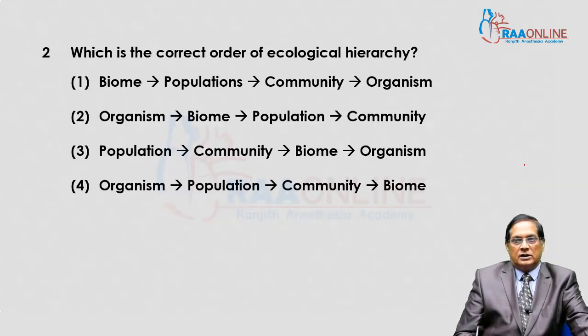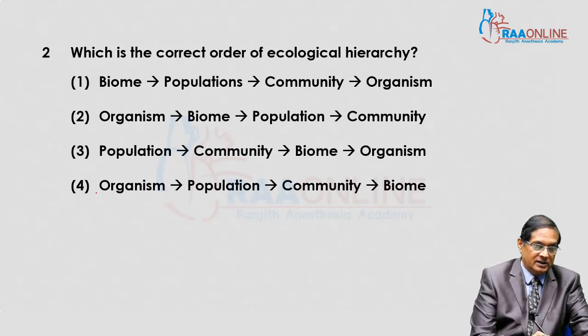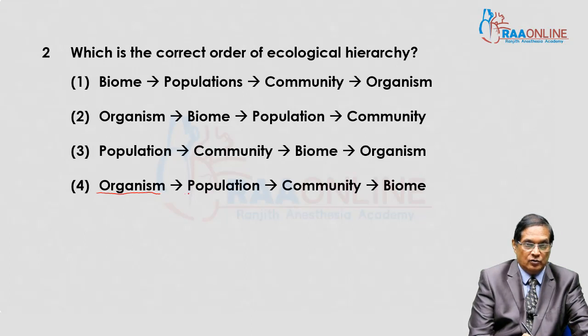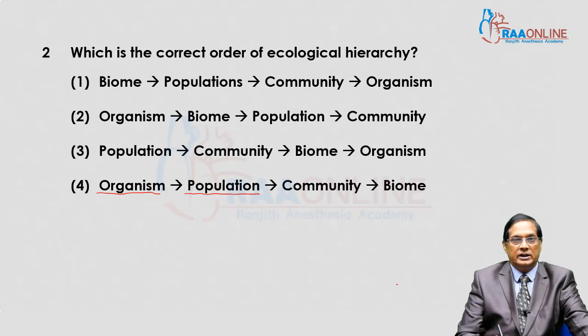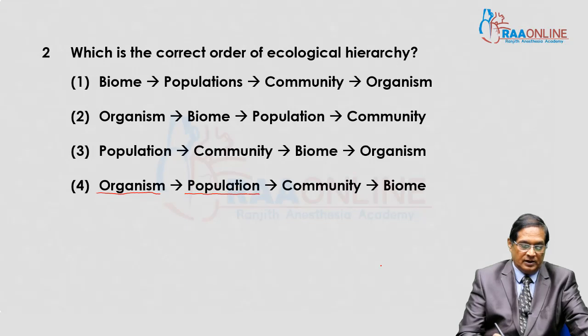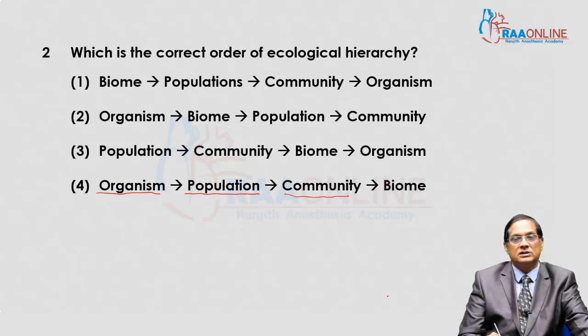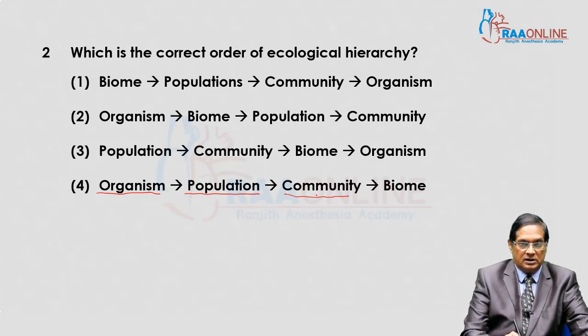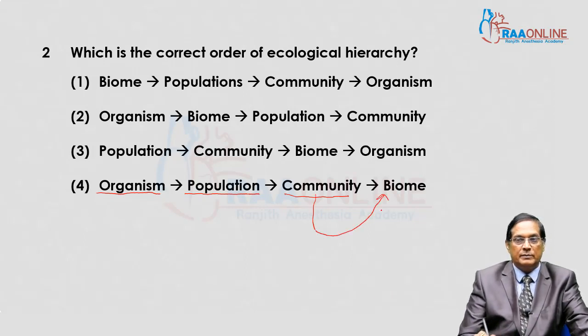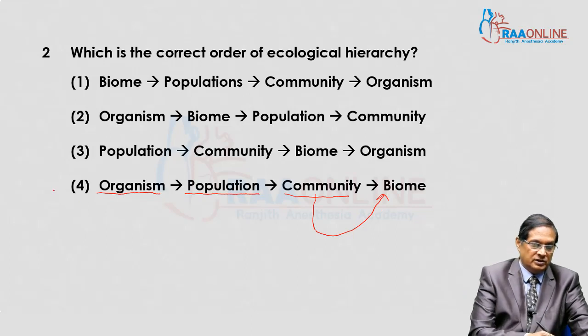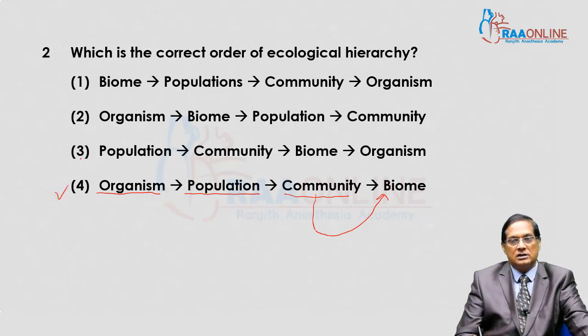Which is the correct order of ecological hierarchy? I have already mentioned that ecology starts with the organism, then a group of similar organisms, the population. Suppose in an area a number of human beings are there, that is known as human population, and different populations in a particular climatic condition constitute a community, and communities in a specific climatic zone are termed a biome. So this is the ecological hierarchy: organism, population, community, and biome.